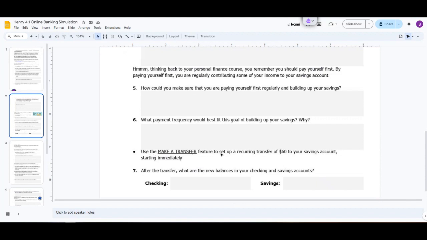It says to use the make a transfer feature to set up a recurring transfer of $60 to your savings account starting immediately. So whether you want to do $60 every month or $30 twice a month, for simplicity I'm going to do $60 every month. Recurring just means it's continuing to occur in the future on a regular basis.